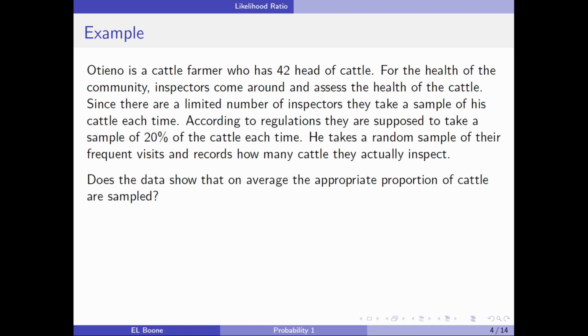Okay, so his question is, does the data show that on average the appropriate proportion of cattle are sampled? So here's the data he sees. The first time they come, they sample 4 cattle. The second time they come, they use 10. The third time they come, it's 12. The fourth time they come, it's 6. And the fifth time they come, it's 7.